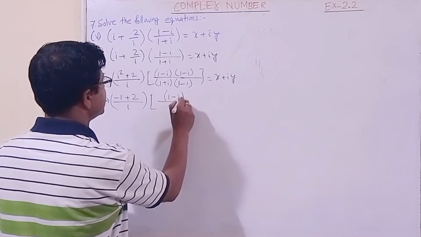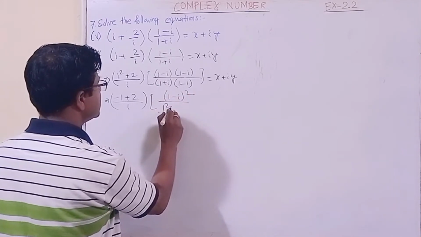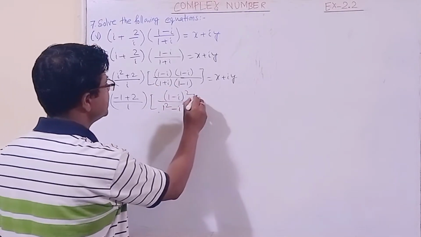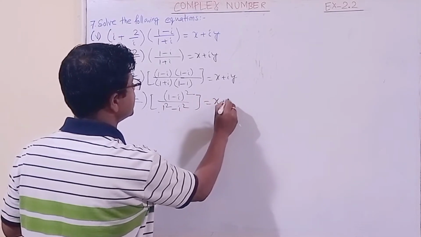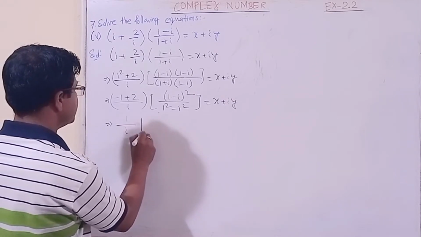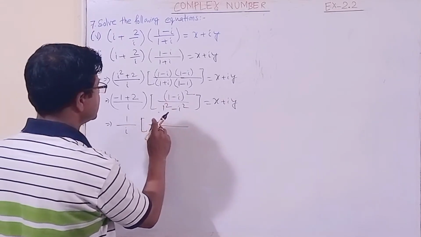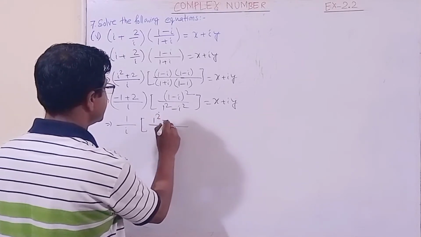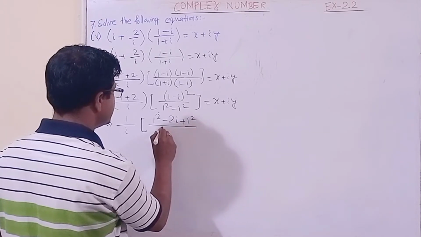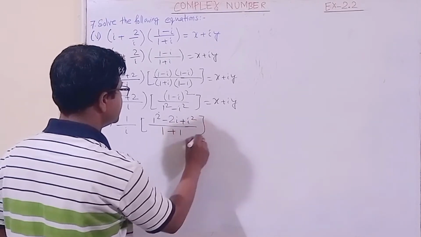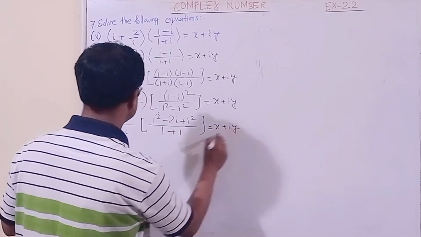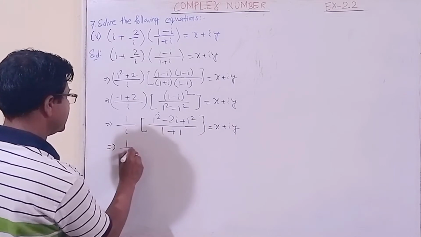On top it will be 1 minus i whole square. Here, 1 square minus i square, because it is in the form (a plus b) into (a minus b), which is a square minus b square. x plus iy, we are not disturbing the right hand side. So this is 1 by i, bracket. Let us expand it. If we expand, what will we get? a square minus twice ab plus b square. 1 plus 1, because i square is minus 1. This part is explained again and again. So this is 1 by i.